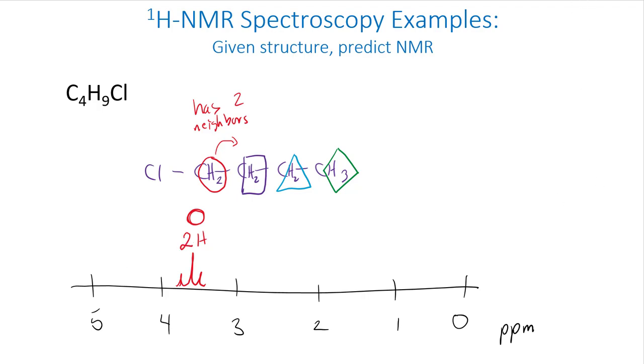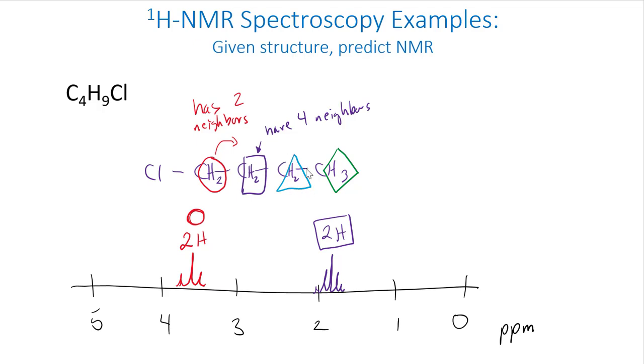The second most de-shielded hydrogens are going to be the purple box hydrogens, and they're going to be significantly further upfield, maybe around 2 or a little below. Those actually have 4 neighbors, so we're going to have a multiplet. Technically it has 5 peaks in it, but we'll count 1, 2, 3, 4, many, and that should integrate to 2 hydrogens as well, and that represents those purple box hydrogens.